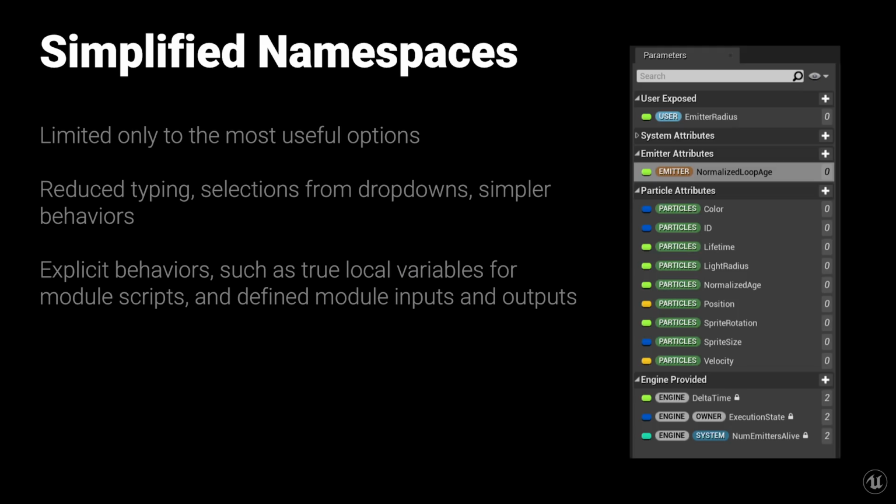We've completely refactored and simplified namespaces. And we limit the user just to the most meaningful options, easy to parse colors and icons. The goals here are twofold. First is just to reduce typing, and subsequently typos. And secondly, we want to codify explicit behaviors into each of these namespaces. For example, explicit inputs and outputs for data that flows through modules, true local variables inside of module scripts that aren't accessible outside of that context.